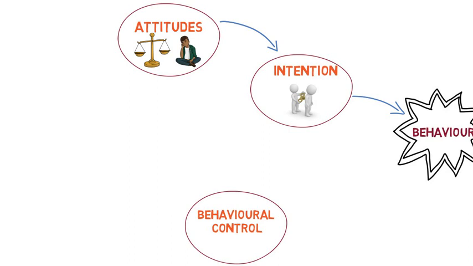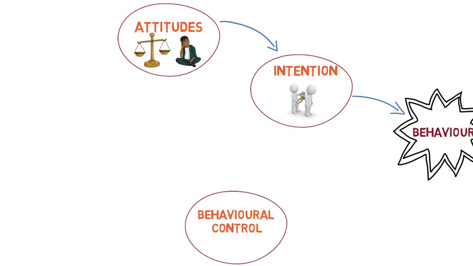So the first construct is all about attitudes. This refers to the degree to which the individual has a favourable or unfavourable evaluation of the behaviour of interest. So how do they feel? What's their attitude towards this behaviour? And that will entail consideration of the outcomes of performing the behaviour. So how does it make them feel, think or perceived? And that will impact their attitude.